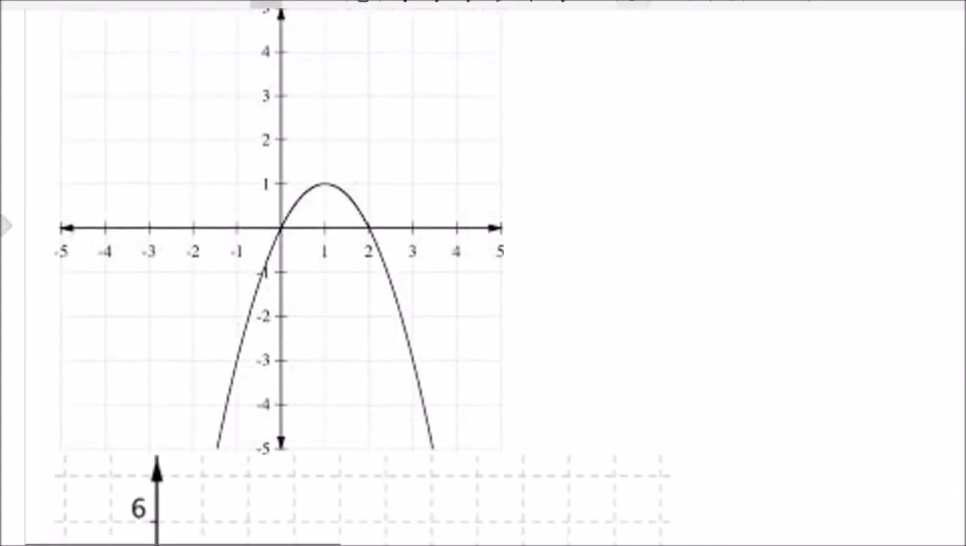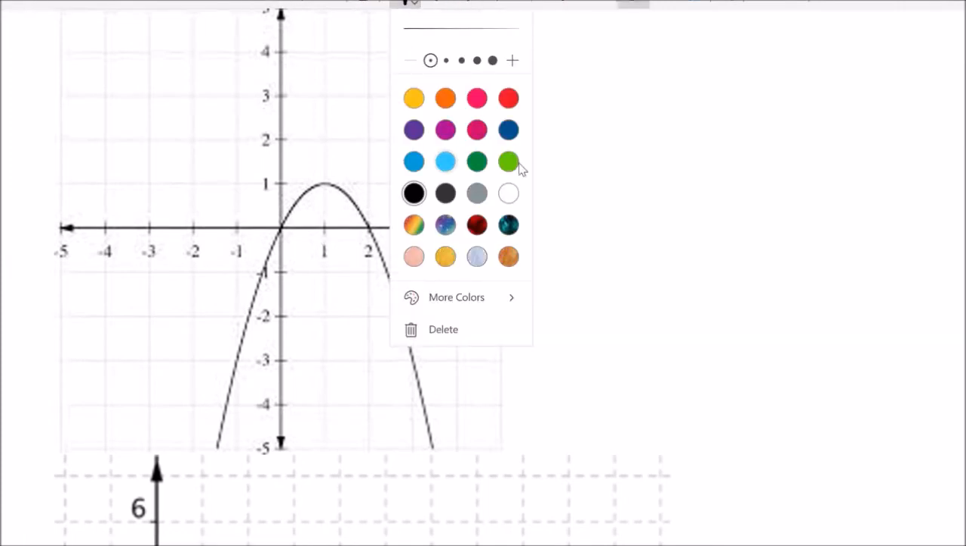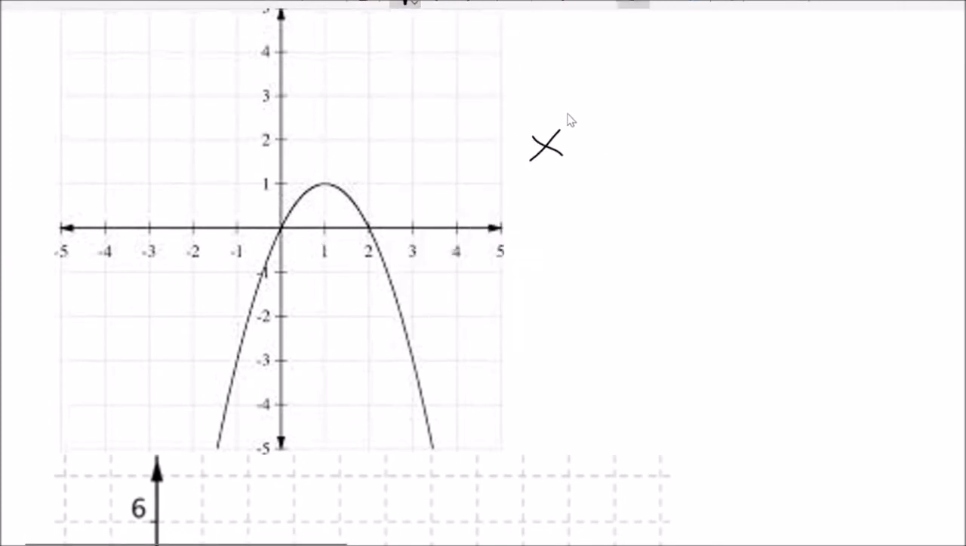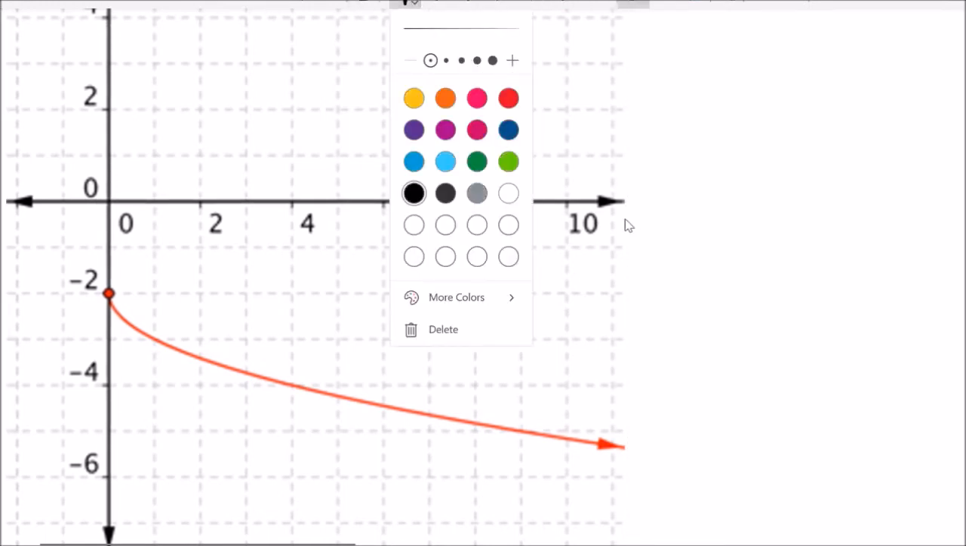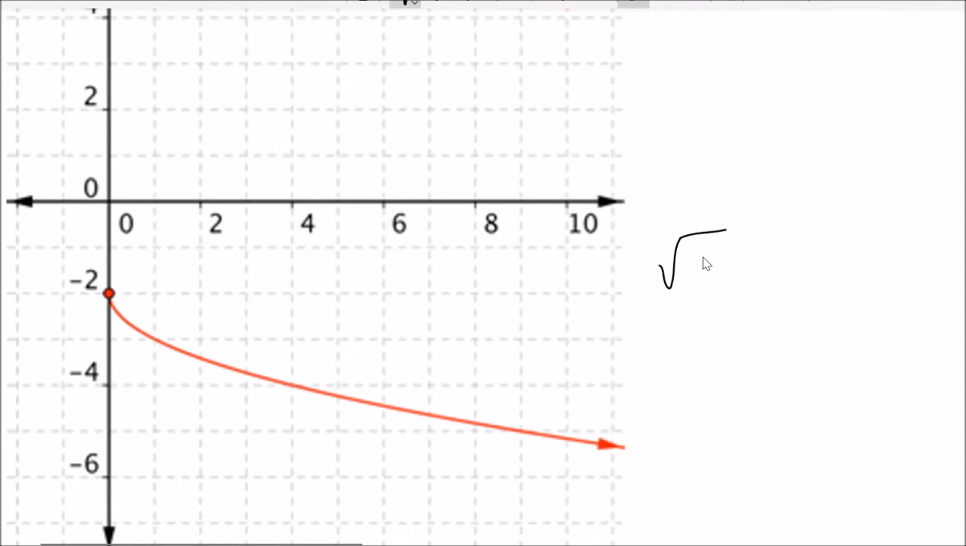What about the next one? Okay, this one's a little bit easier. This one's just a parabola facing down, so that's an x squared. That's a quadratic. What about this one? This one we're dealing with a radical function, okay? Because normally the radical goes like this, and you can see it's that same shape, it's just flipped down.